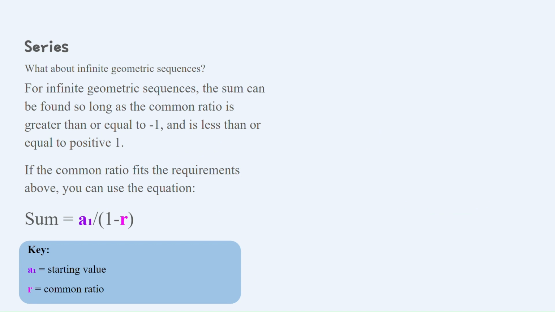So what about infinite geometric sequences? For infinite geometric sequences, the sum can be found so long as the common ratio is greater than or equal to -1 and less than or equal to +1. If the common ratio fits the requirements above, you can use the equation S = a1 / (1 - r). And you might notice that for infinite geometric sequences, we use S rather than Sn. And in this equation, a1 is your starting value and r is your common ratio.